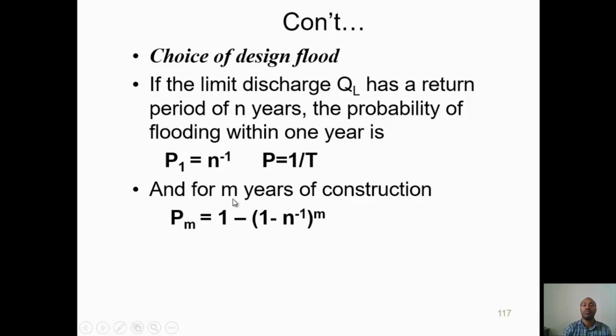And if you have m years of construction, you can have the probability of flooding during m years of construction as 1 minus (1 minus 1 over T) to the power of m. So you can check using this equation to provide the coffer dam upstream and downstream. Just the height will be fixed.